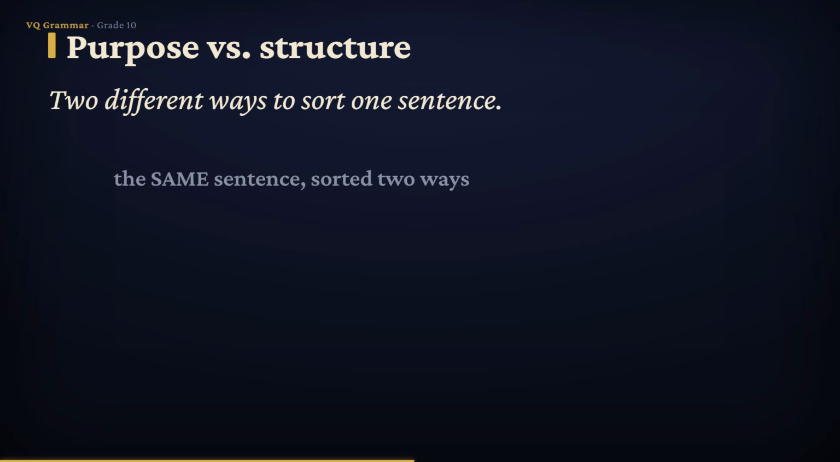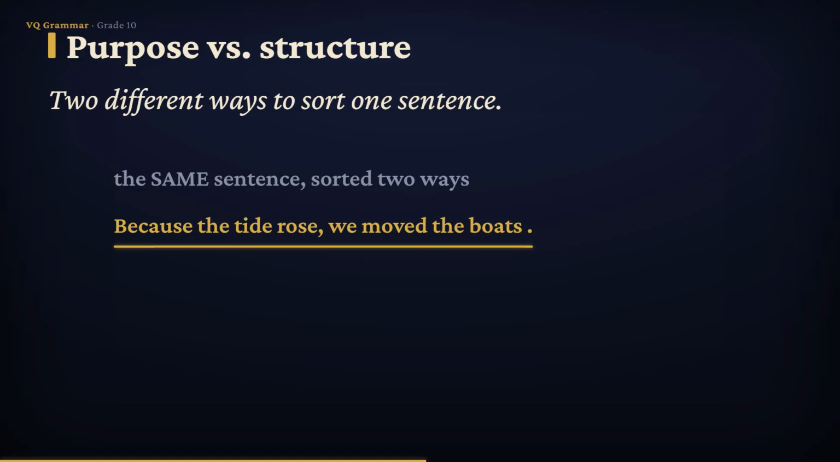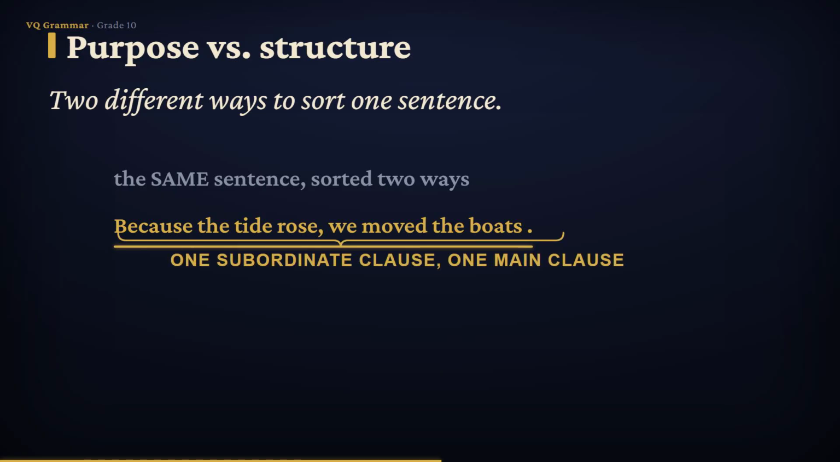We have now sorted sentences twice, in two completely different ways, and the two labels do not compete. Take this sentence. Because the tide rose, we moved the boats. If I ask about its structure, I am asking how many clauses it has and what kind they are. There is a subordinate clause and a main clause, so the answer is complex. That was the lesson 25 and 26 question, and you answer it by counting clauses.